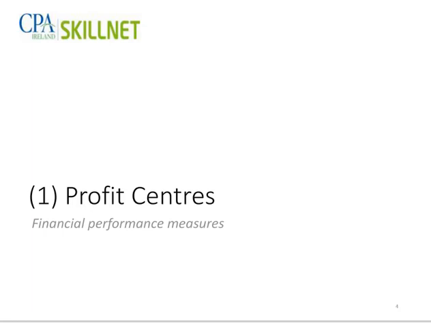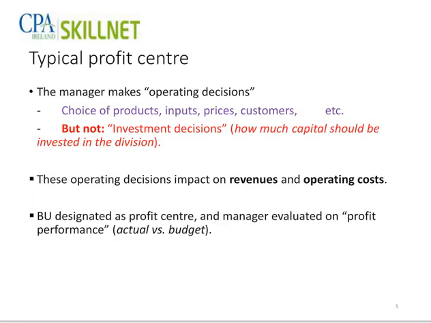First of all, profit centres. A profit centre typically looks like this. The manager has the authority to make operating decisions, things like what products to sell, what raw materials and other inputs to buy, what customers to target, etc. But the manager doesn't have the authority to decide on investment. He or she can't decide how much capital, for example, should be invested in the division, or what fixed assets to buy. These operating decisions impact on the revenues and operating costs of the division, in other words, on its profit.